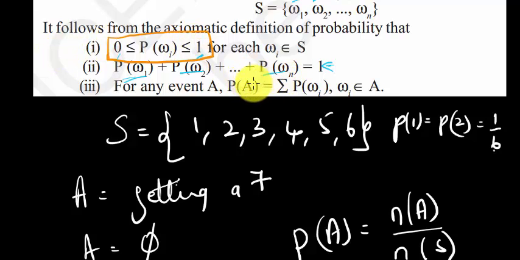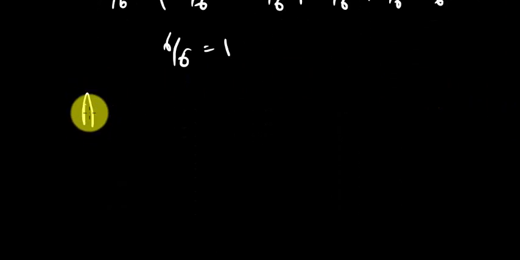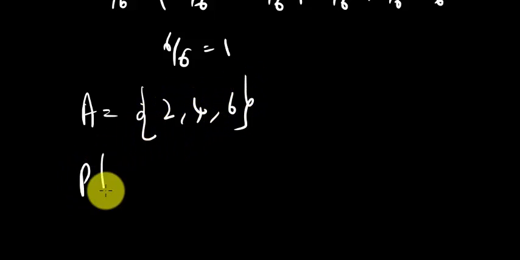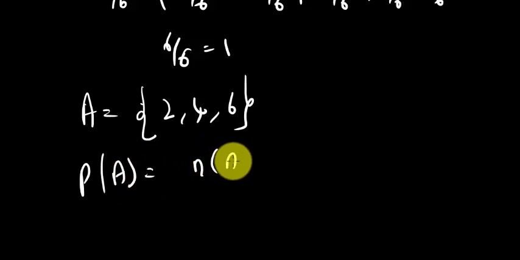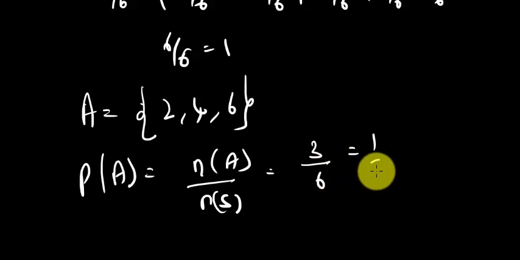And I've also just gone ahead and proved to you that if the individual elementary events are equally likely to appear, then the probabilities of the individual items summed up give the probability of the sample space, which is equal to 1. Now I'm going to define an event as getting an even number. Then the elements belonging to that are 2, 4, and 6. The probability of A is simply n of A divided by n of S, which is 3/6, which is 1/2.